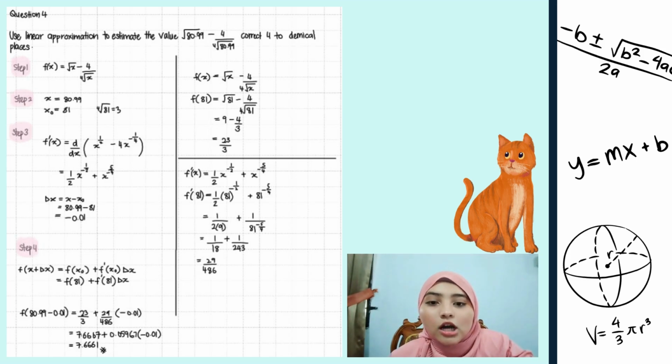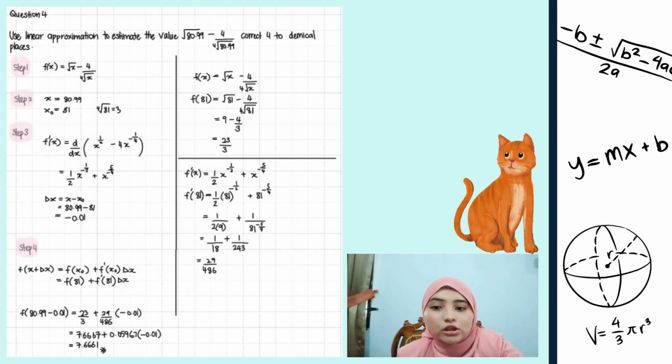Now, we write f prime of x equal to d over dx of (x to the power 1 over 2 minus 4x to the power negative 1 over 4), which equals f prime of x equals 1 over 2 x to the power negative 1 over 2 plus x to the power negative 5 over 4. Step 4, linear approximation formula. We use this formula: f(x plus change of x) equals f(x naught) plus f prime of x naught multiplied by change of x.